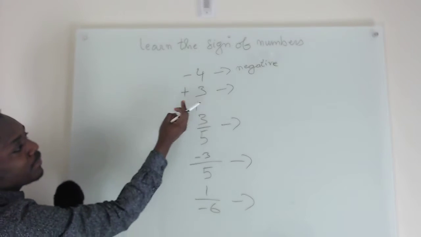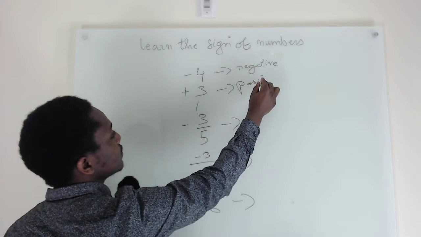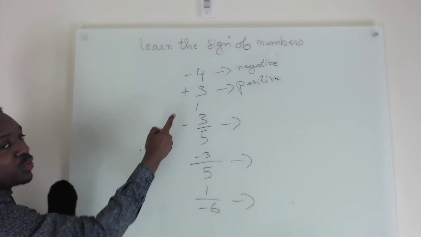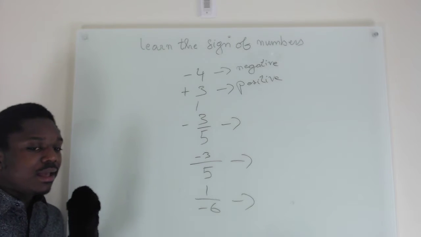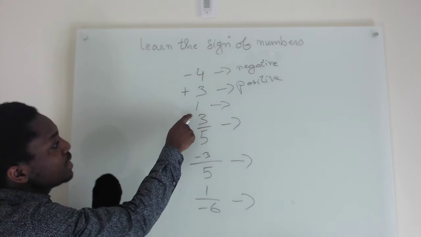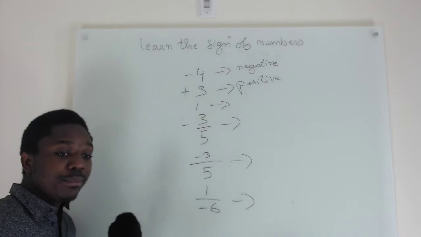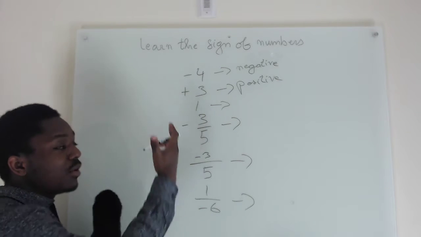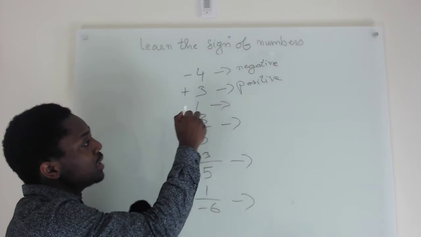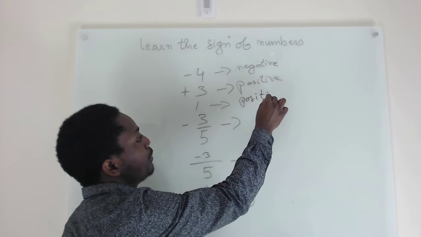So how about the second one? If you look at the left, the sign of the number 3 is what? Positive. So now how about the third one, the number 1? I said when a number does not have a sign, when there's an empty space, what is the sign of that number? The sign of that number is positive. When there's nothing, it means the sign is positive. So the sign of the number 1 is positive.